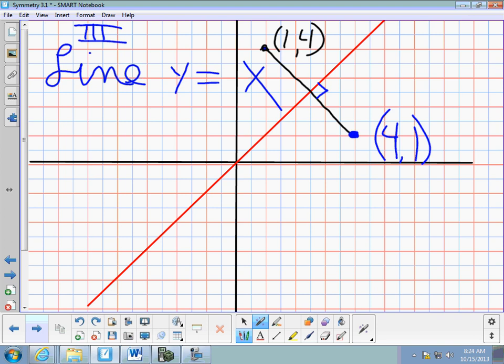All right, so first of all, remember back to my point. If I've got this point at 4,1, and I do symmetry across the line y equals x, y equals x, remember, is just a y-intercept of 0 and a slope of 1. If I go straight across this line, look at what happens to the coordinates of those points.